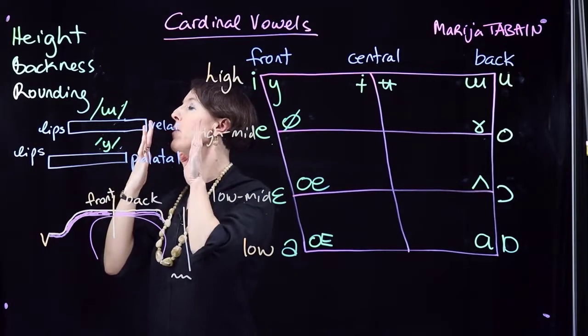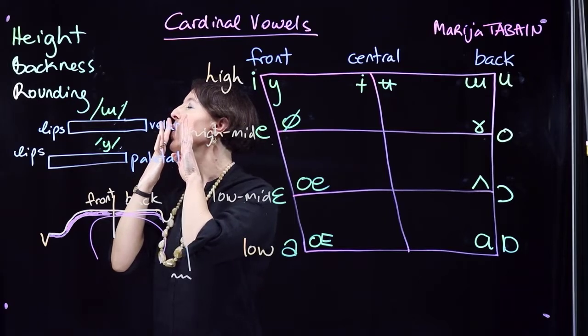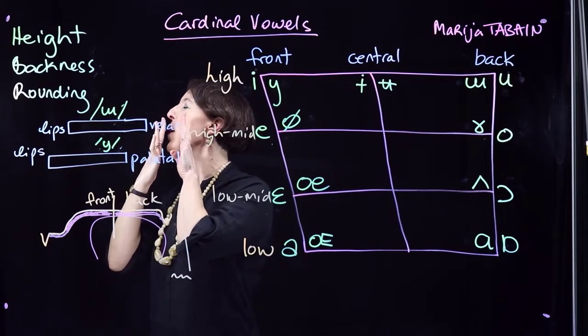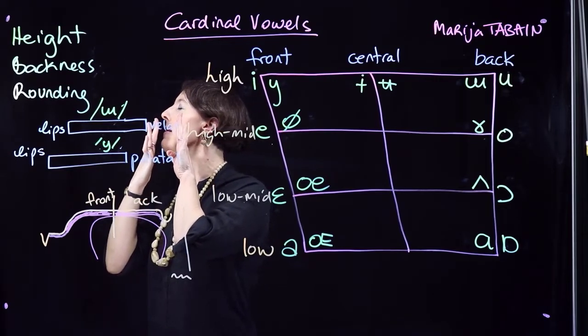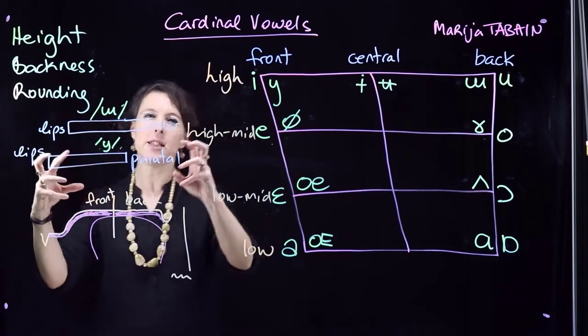And then for the secondary vowels, we've got front rounded, and back unrounded. So the difference isn't as great.